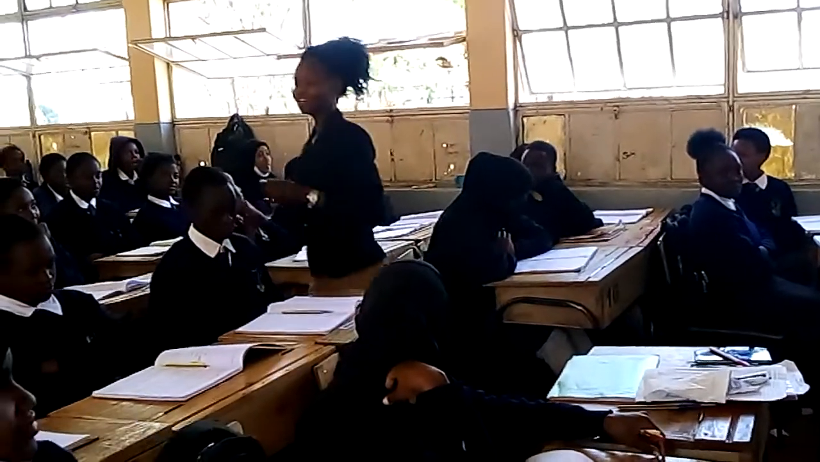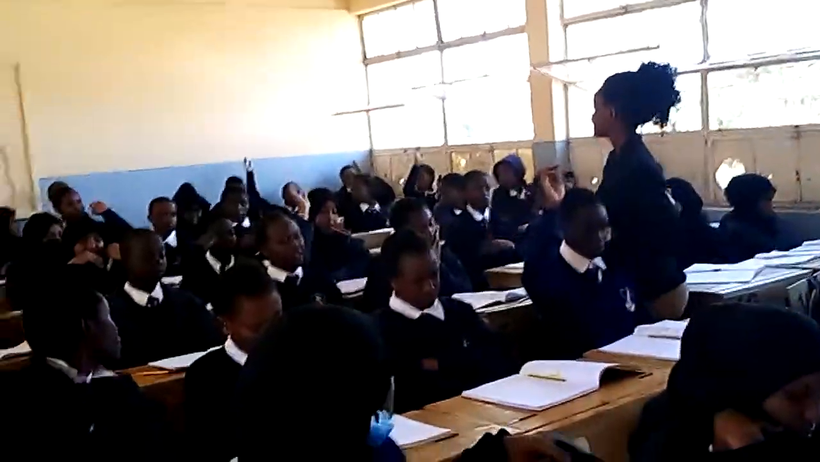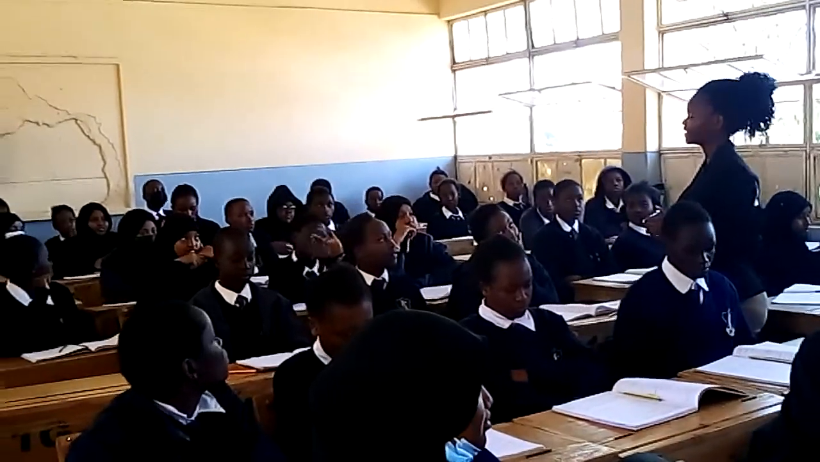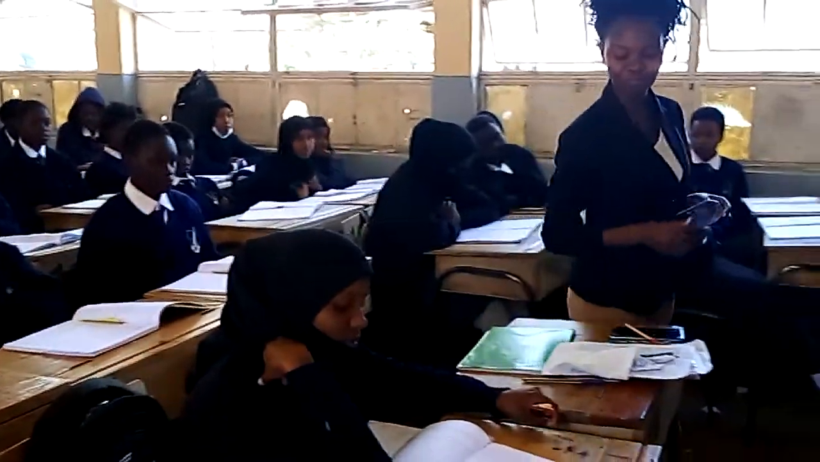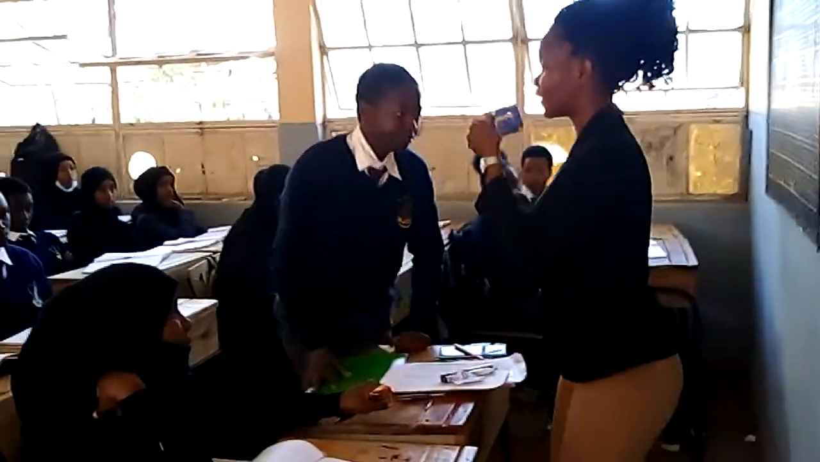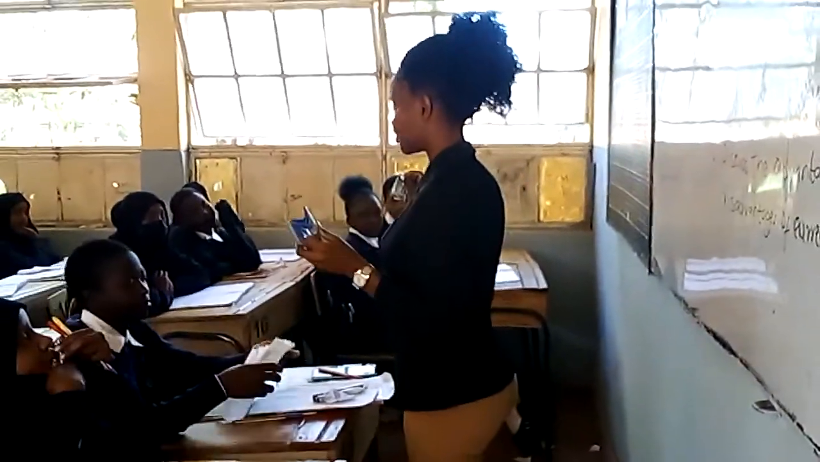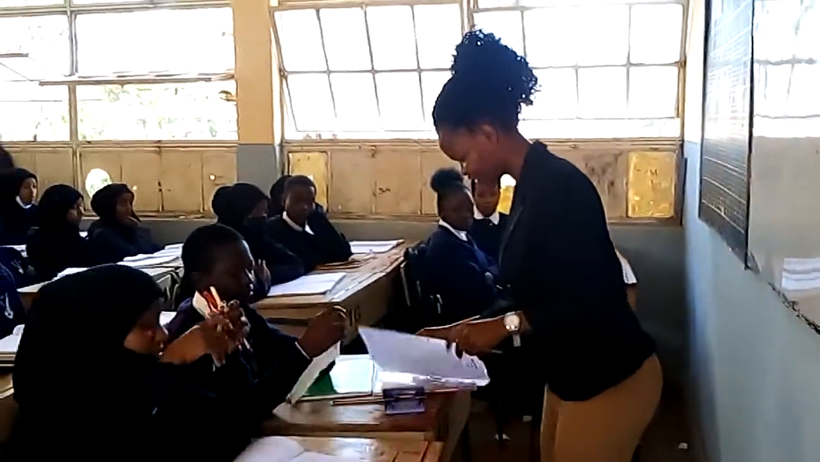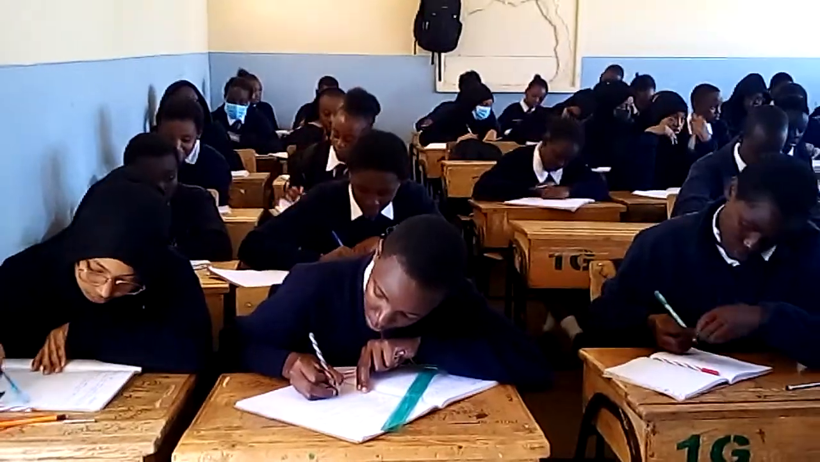Yes, Habiba? Currency trade. So what is the meaning of currency trade? Yes? Yeah, it is the exchange of goods for money. Exchange of goods for money. Thank you, you can sit down. So you see we have exchanged a paper bag for 200 shillings. So that is currency trade. So you can write the definition of currency trade. Currency trade is the use of money to purchase commodities.